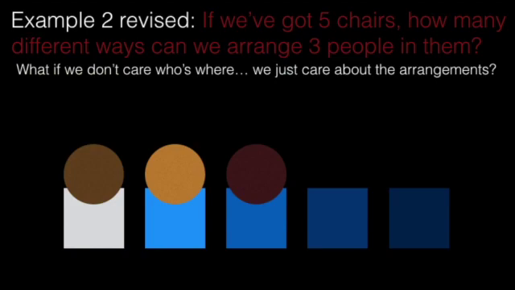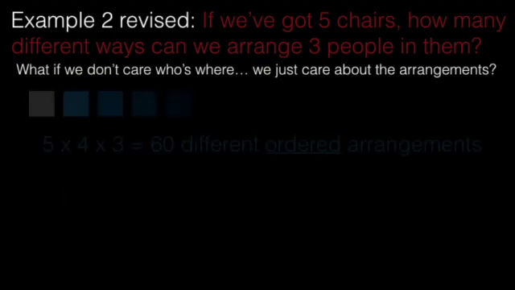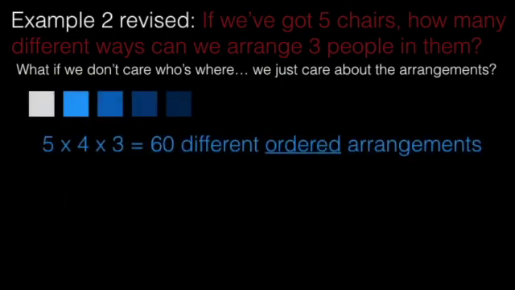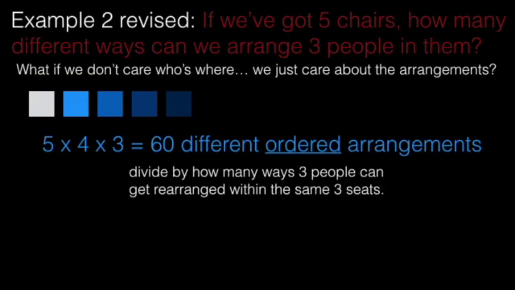In that context, got 5 chairs. How many different ways can we arrange 3 people? Now we're going to start with our answer from the last situation. 5 times 4 times 3. There are 60 different ordered arrangements or 60 different permutations of people. We're going to want to divide from that how many times a combination gets repeated. Okay? How many different ways can 3 people get rearranged within just 3 seats?